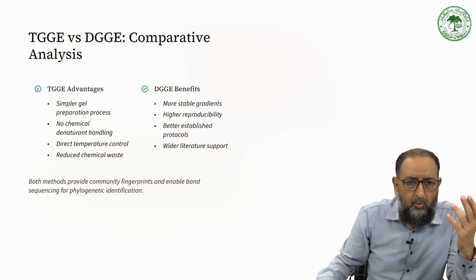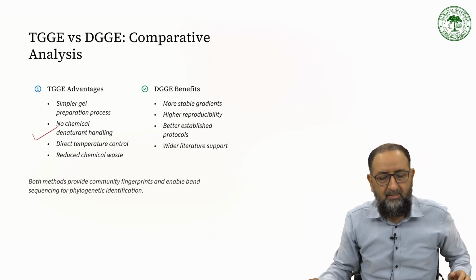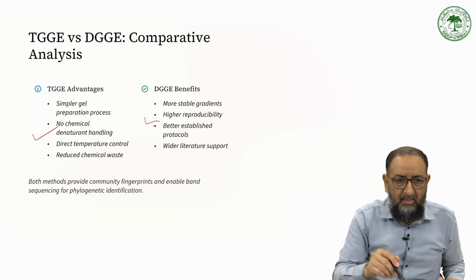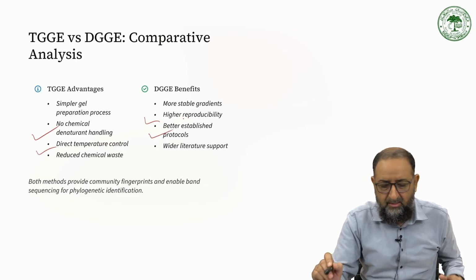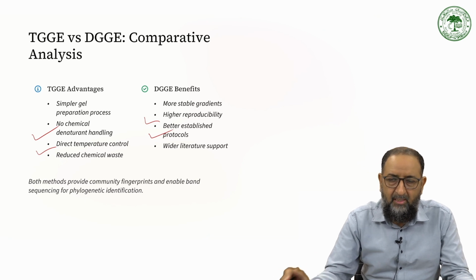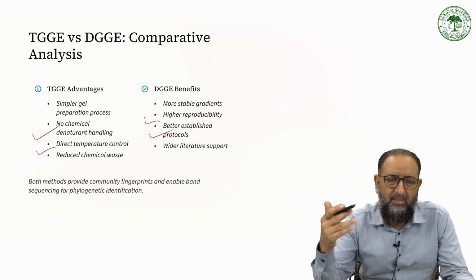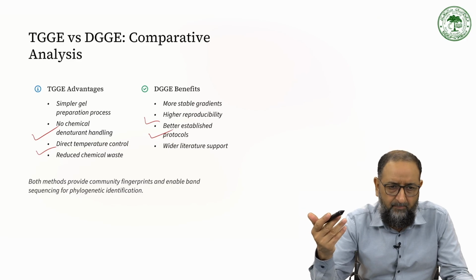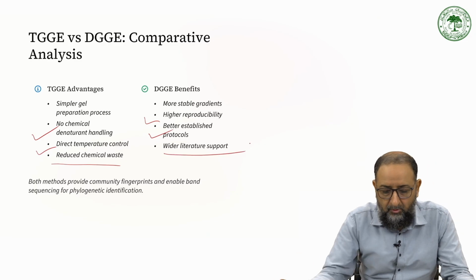Then, no chemical denaturing handling. This is one other advantage. One of the advantages is higher reproducibility. Then you have direct temperature control in this case. In this case, you have better stabilized, established protocols available because all the chemicals have standard concentrations to be used, so you can use any protocol. But in the case of temperature, you need optimization of the temperature, which is very time consuming. Then reduced chemical waste in this case. Here, wider literature support, so you have a lot of literature available.